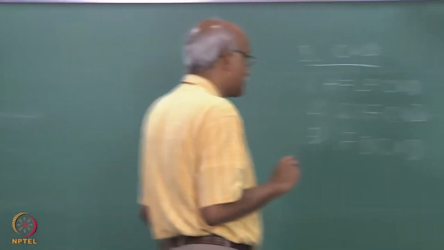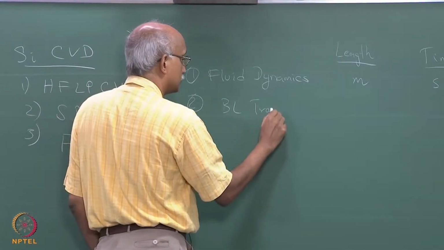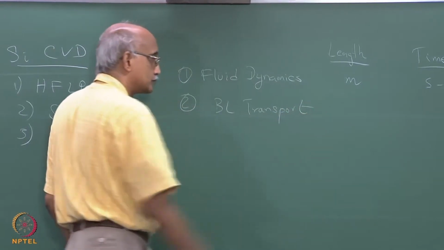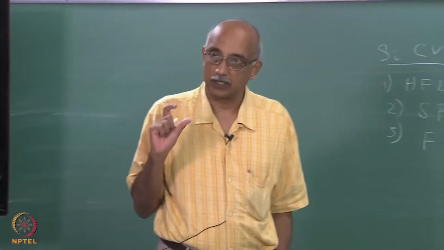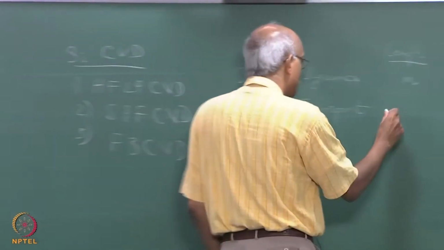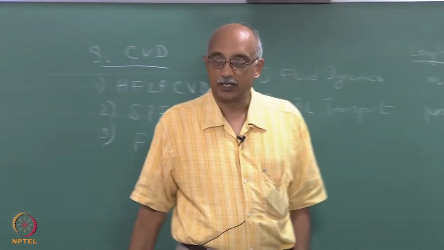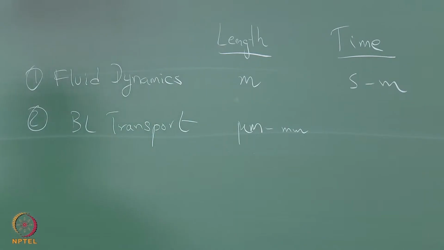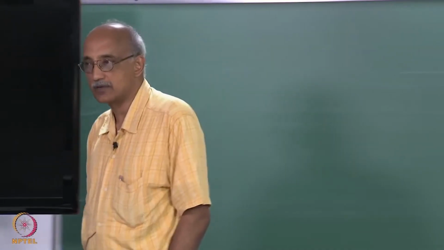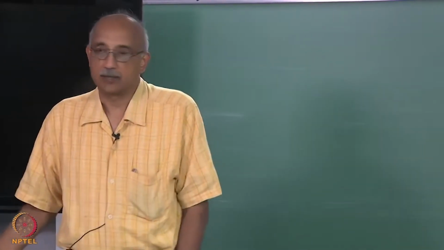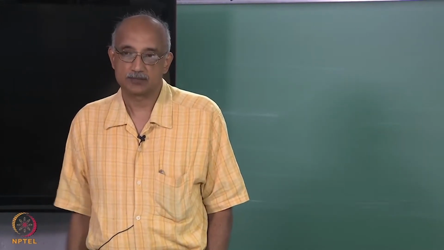Now, the second process that happens, of course, is the boundary layer transport. Now, when we talk about transport across the boundary layer, we are obviously talking about very thin dimensions, which are typically of the order of micrometers to fractions of a millimeter. How about the times? What is a typical diffusion time scale? How long will a molecule take to traverse, let us say, 10 microns of boundary layer? Will it be like milliseconds or microseconds or picoseconds?